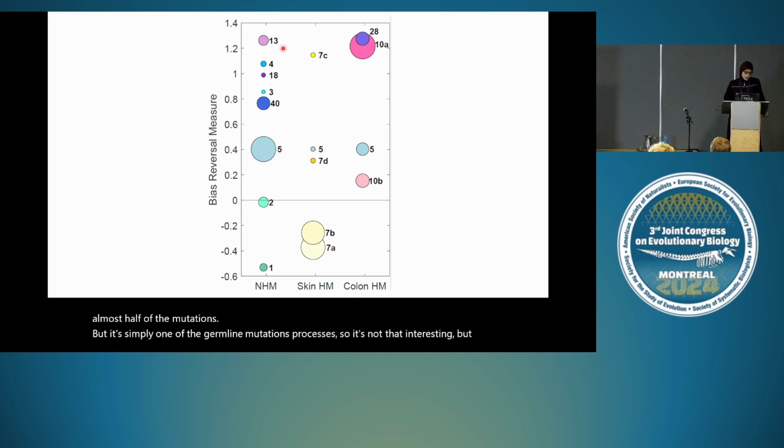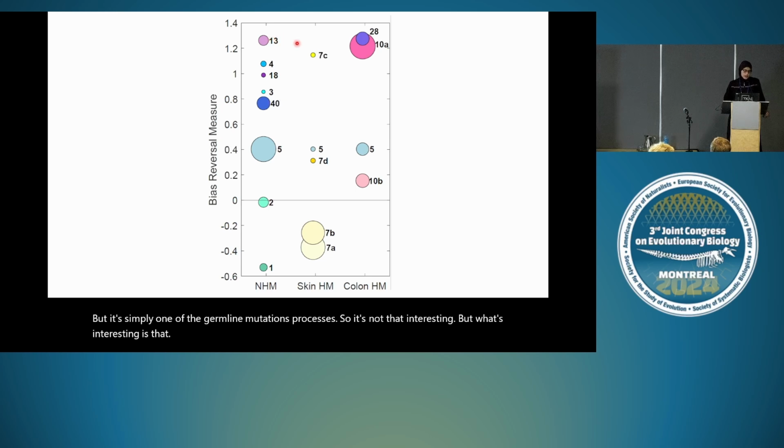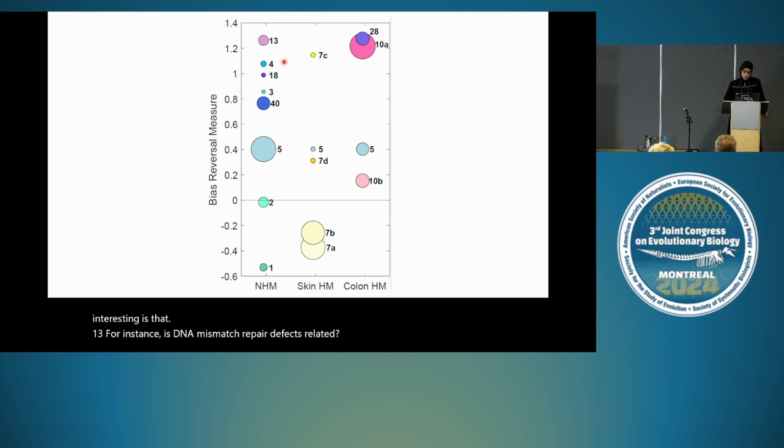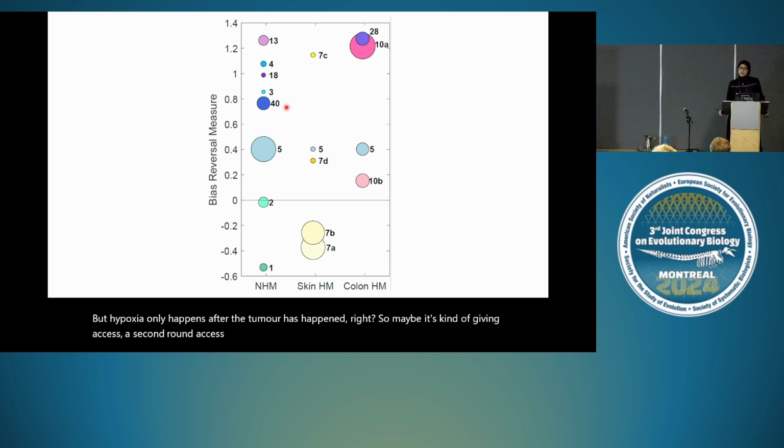But what's interesting is that 13, for instance, is a DNA mismatch repair defect related signature. And more importantly, and interestingly, signature 40 was recently attributed to hypoxia. But hypoxia only happens after the tumor has formed, right? So maybe it's giving a second round of access to cancer driver mutations. This needs more investigation, of course, but this is what we found so far.